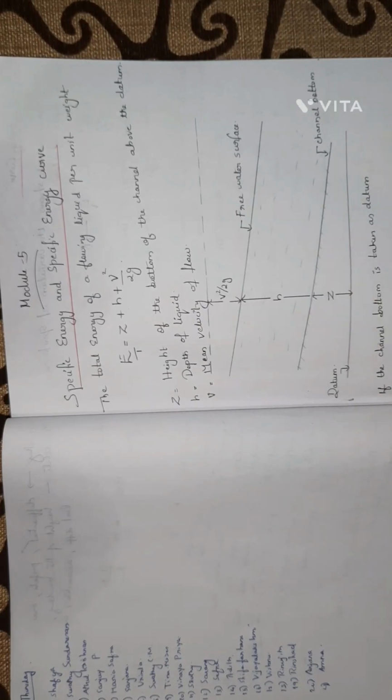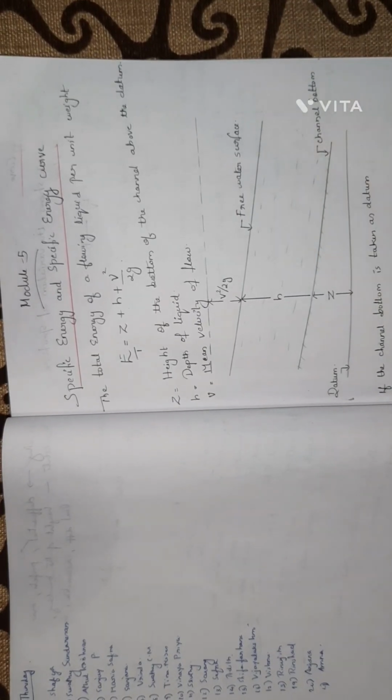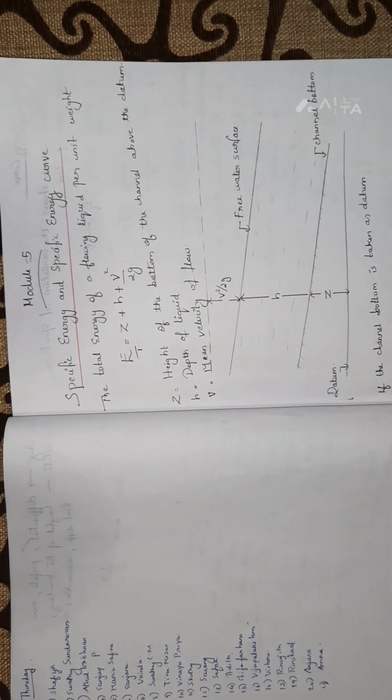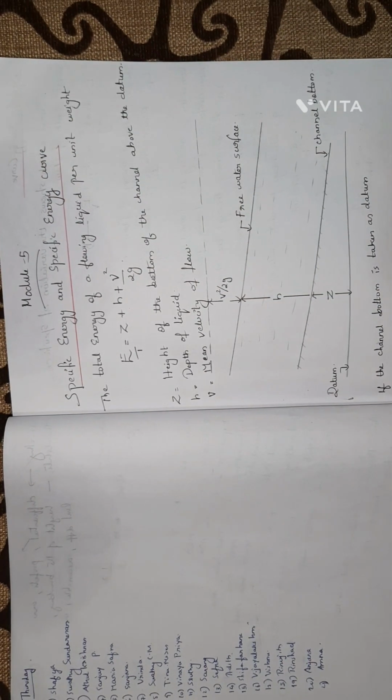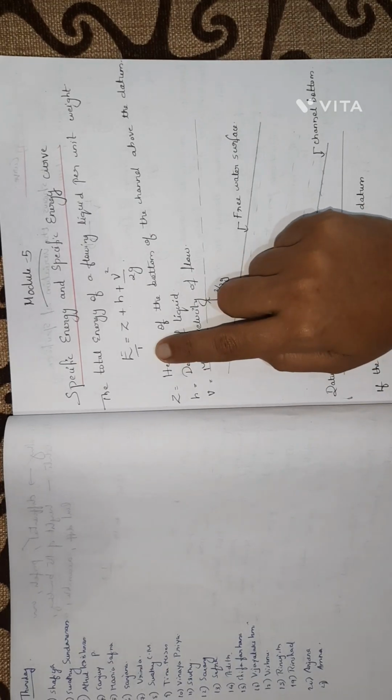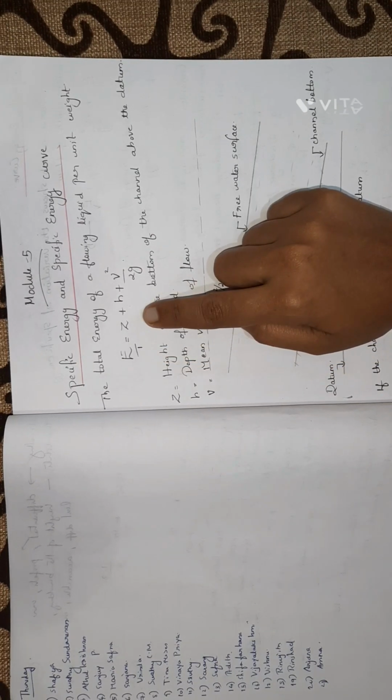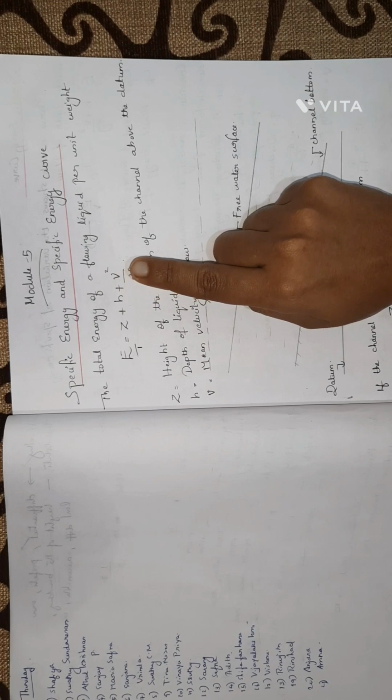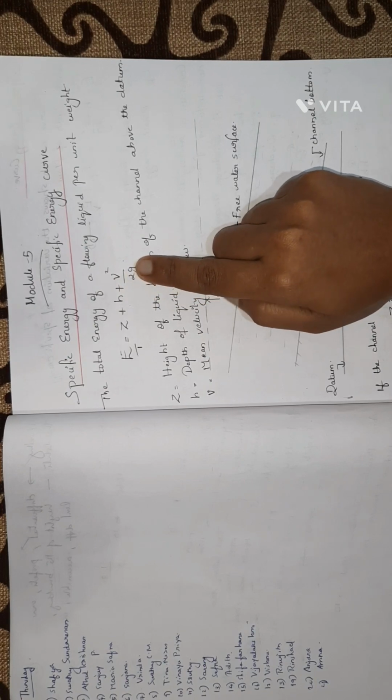Okay, coming to the first topic of our last module, module 5: specific energy and the specific energy curve, or specific energy diagram. It's also known as the specific energy diagram. So, the total energy of a flowing fluid per unit weight is, we know this, right? That is the datum head plus pressure head plus velocity head or kinetic head.